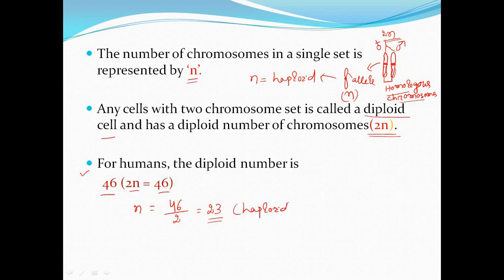I am showing the human case. In a similar way, different numbers of chromosomes are present in pairs in other organisms. This is all about the topic.